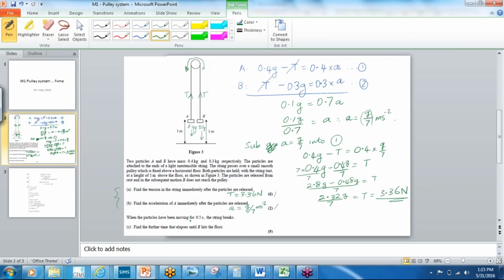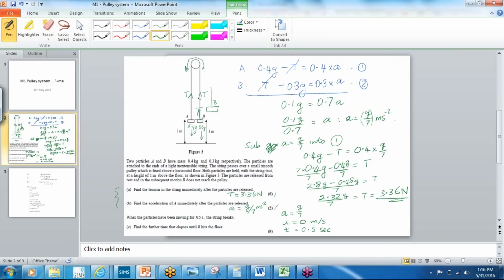Now when the particles have been moving for half a second, we've got a system that's accelerating at G over 7. It starts out at 0 meters per second and has been traveling for 0.5 seconds. We want to find out what happens when the string breaks. So at some point B comes up a certain height after half a second. From here to here we've got half a second.